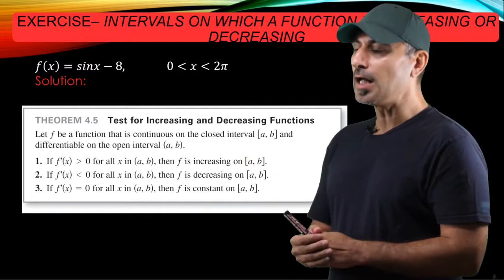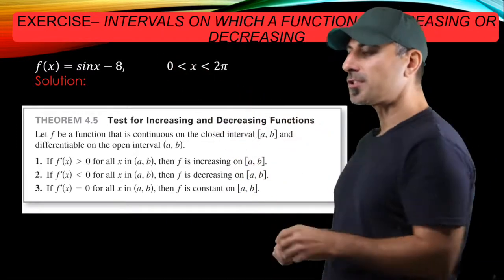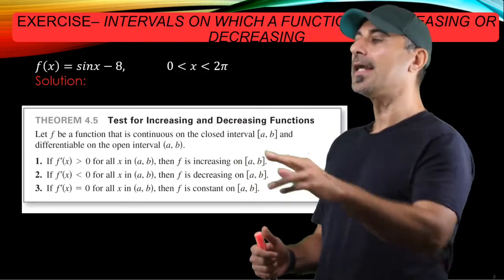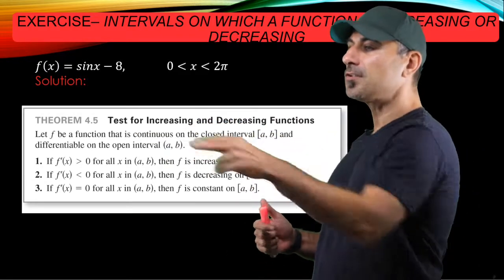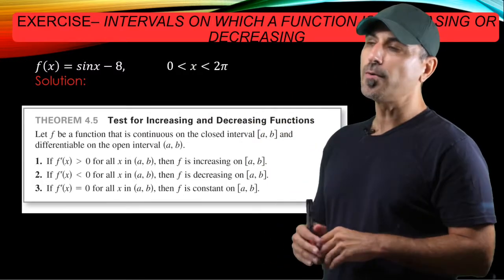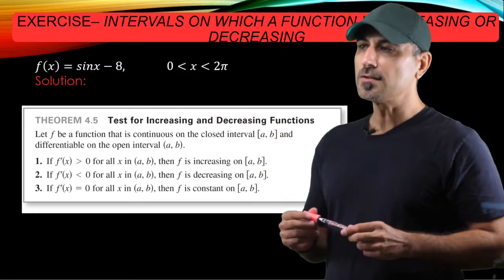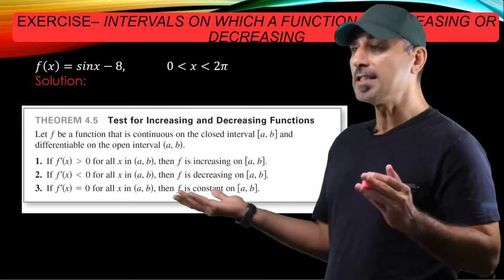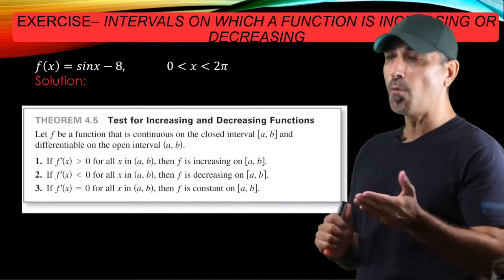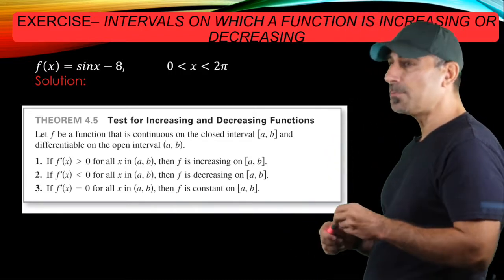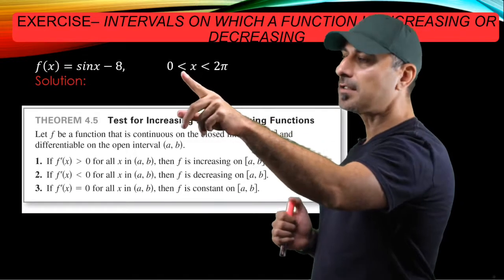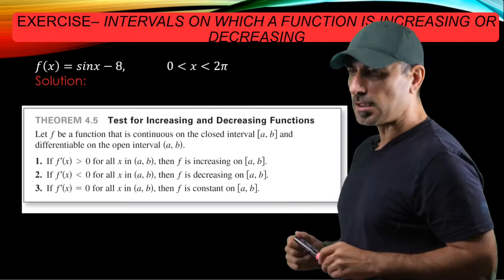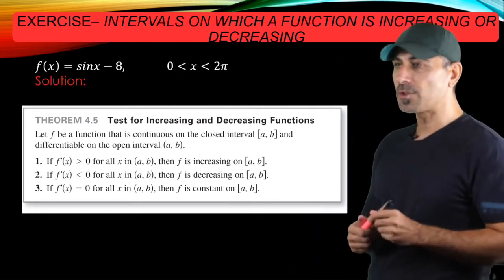In order to apply this test for the given function sine x minus 8, we first have to verify that f is continuous and differentiable on this interval. So our function consists of two components. One is sine x, the other one is 8. And both functions are continuous and differentiable over the real axis. So in particular, f is going to be continuous on the closed interval 0 and 2 pi, and differentiable on the open interval 0 and 2 pi.